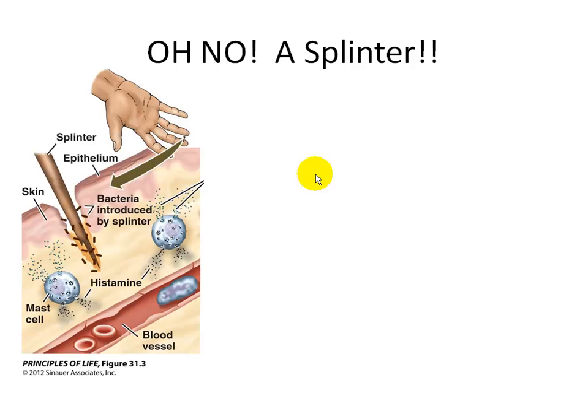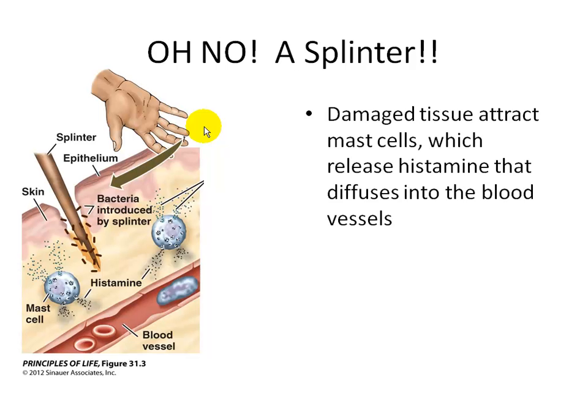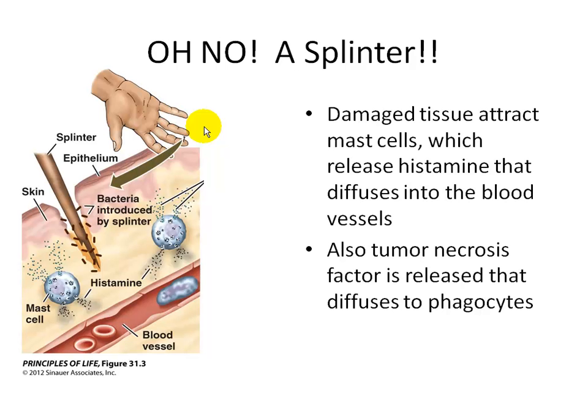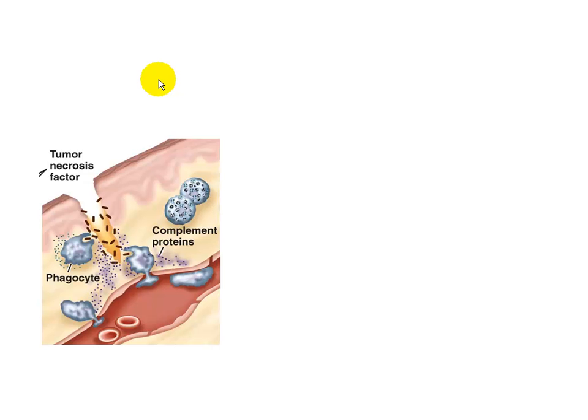All right, so suppose you had a splinter. And you can see in the diagram the splinter is going right through the skin. And what's going to happen is that this damaged tissue is going to attract those mast cells. Right away, it's going to release histamine. You can see that in the picture. The mast cells are releasing that histamine, those little purple dots, and that histamine is going to diffuse into blood vessels. Also, the first chemical signal on our list, tumor necrosis factor, is also going to be released that will diffuse to phagocytes. All right, so what happens next?